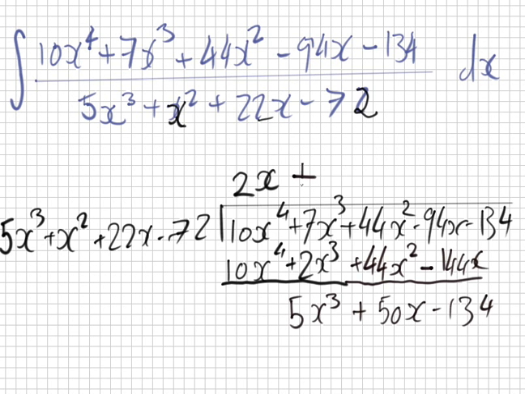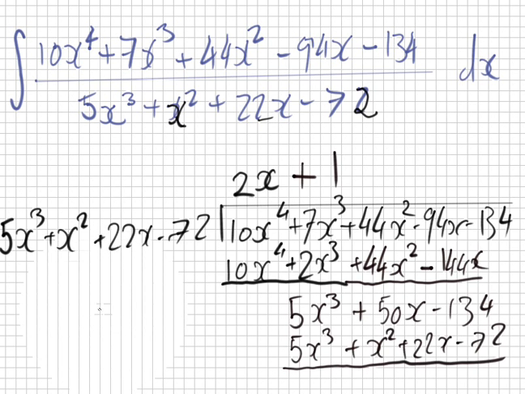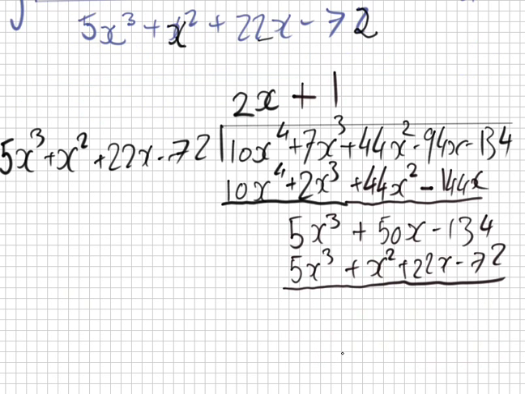And then here again I still need the plus 1. So I have 5x cubed plus x squared plus 22x minus 72. And then subtract again. Okay, well, those x cubes go, there's a minus x squared here, 50 minus 22, so that's 28x, and then minus 134 minus 72, so minus 62. That's the remainder now.